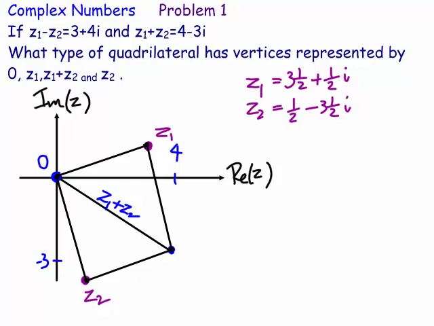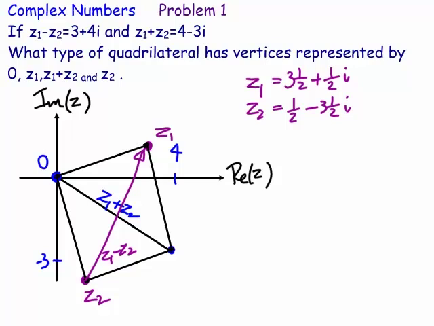Now, where is this other vector, z1 minus z2? From our vector work, it starts at z2 and goes towards z1, so I'll just draw that one in too. Here we go, so that's the vector. This is going to be z1 minus z2. It's a free vector. Now we have z1 minus z2 and z1 plus z2 as diagonals of this quadrilateral.